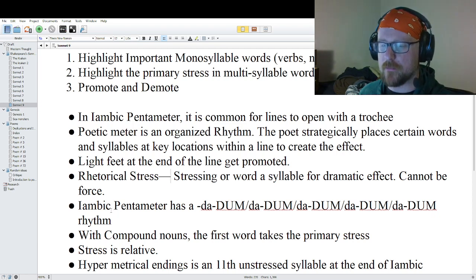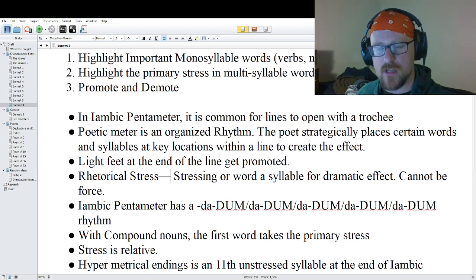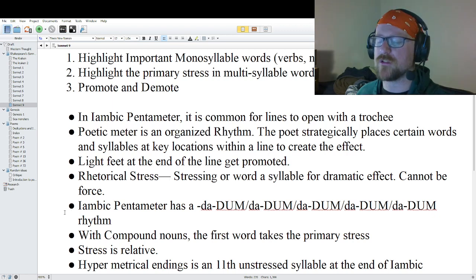Now, we've also talked about, and we've seen in these poems, two common substitutions. The first is a trochee opening. This is where the first foot of the line opens with a trochee, which is a dum-da, the opposite of an iamb. This is a common occurrence in iambic pentameter. I'm sure we'll see an example in this.